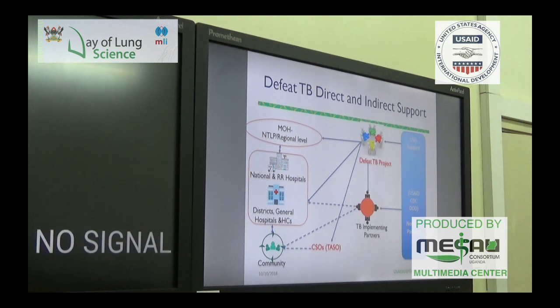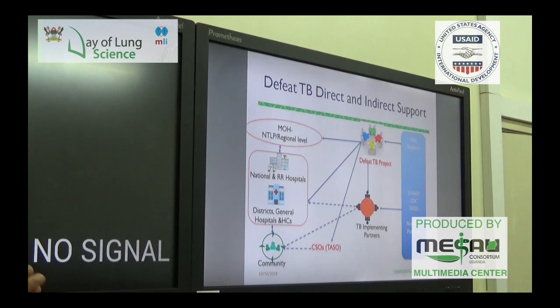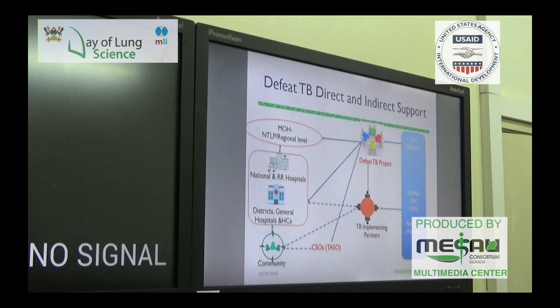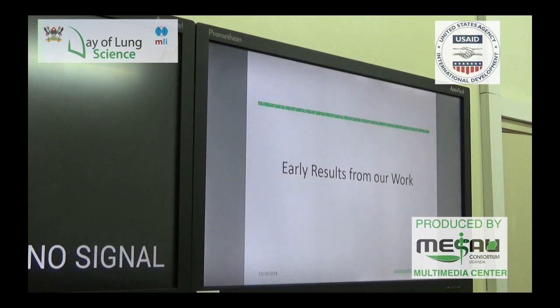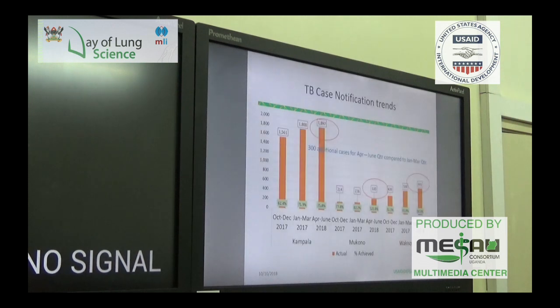When we set out to do this work, we knew that we were going to use quality improvement as the approach. Yes, there are other things, a lot of health system strengthening has to happen, but when it comes to actual service delivery, we're using a quality improvement approach. And we started off with improving TB case notification.